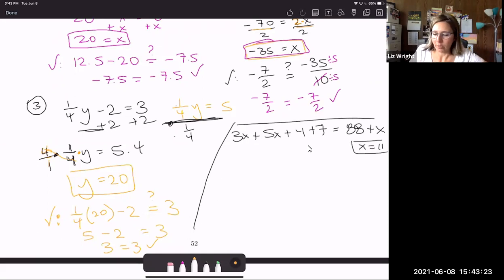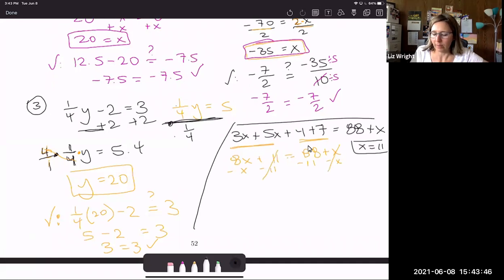All right, I'm hoping you're combining like terms. So we can say this is going to be 8x plus 11 equals 88 plus x. I'm going to subtract 11. I'm getting the numbers on one side. I'm getting the variables on the other. So I'm getting rid of the 11. I'm getting rid of that x.